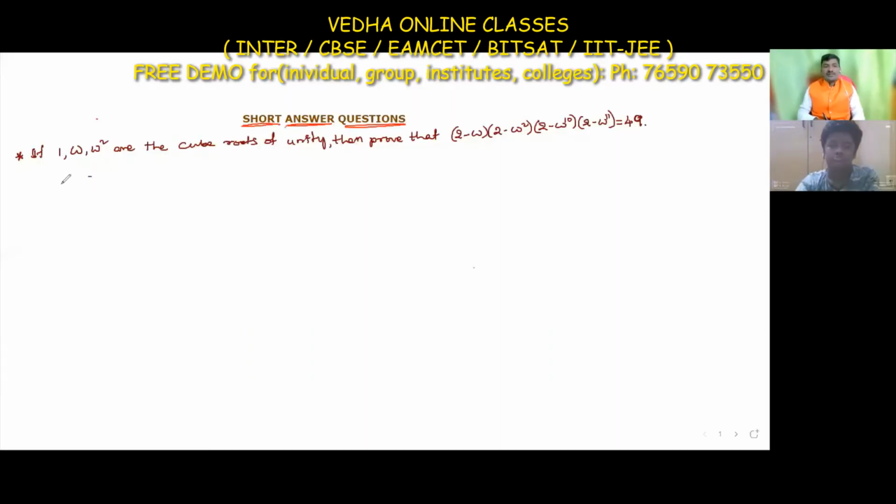Okay. So here, what is given in this problem? 1, omega, omega square are the cube roots of unity. Then prove that (2 minus omega)(2 minus omega square)(2 minus omega power 10)(2 minus omega power 11) is equal to 49. Okay. So before going to that, try to find out the value of omega power 10.